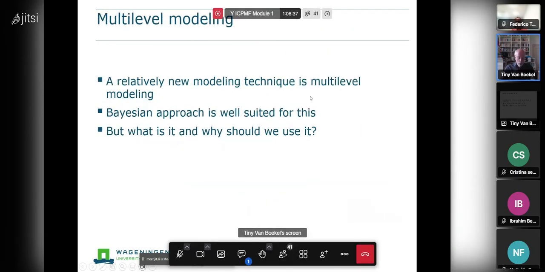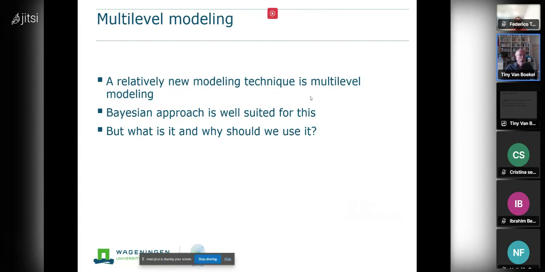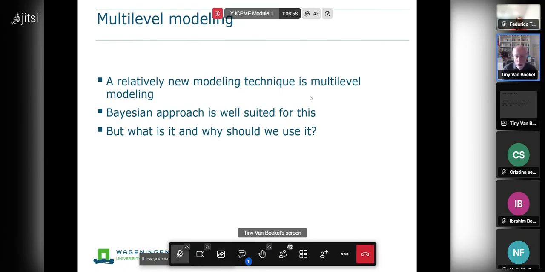Okay, then I wanted to finalize my contribution to this webinar by telling you something about multi-level modeling. But maybe this is a good time to have a 5 minute break. And then I will finalize with this multi-level modeling technique.